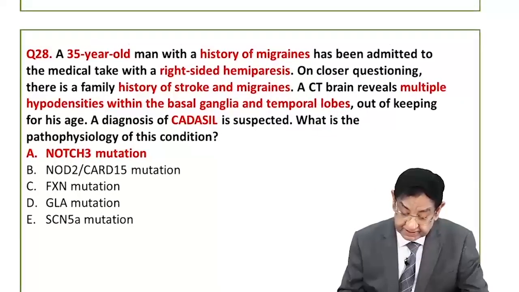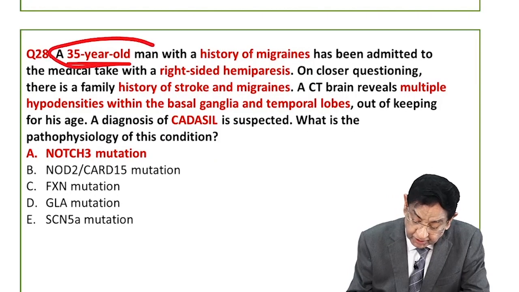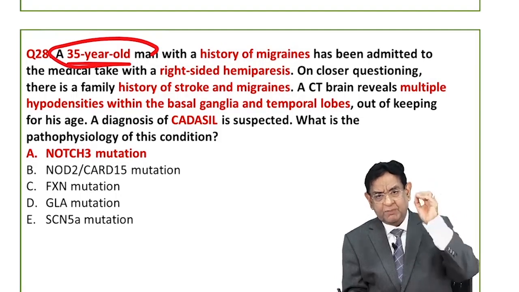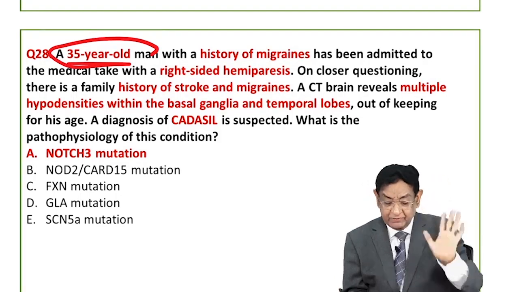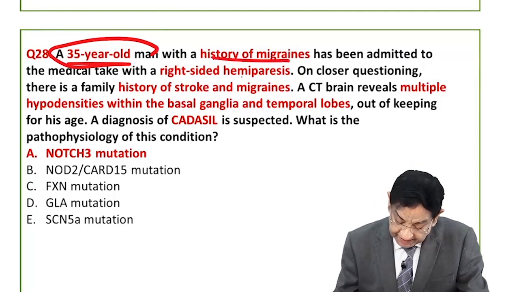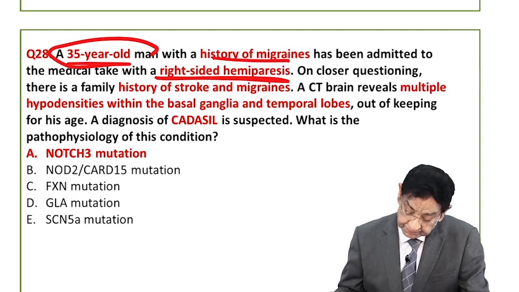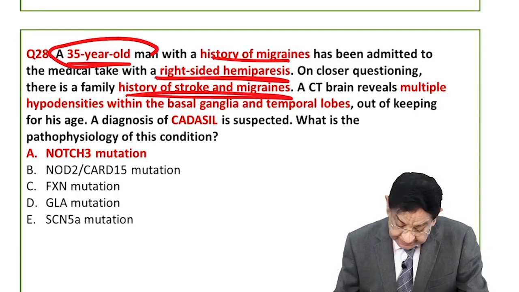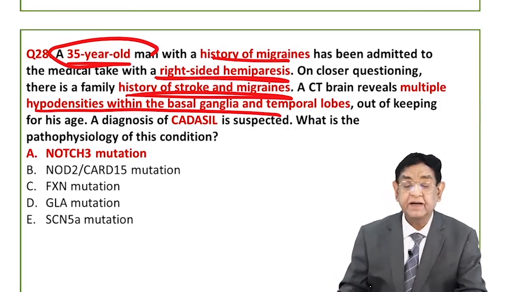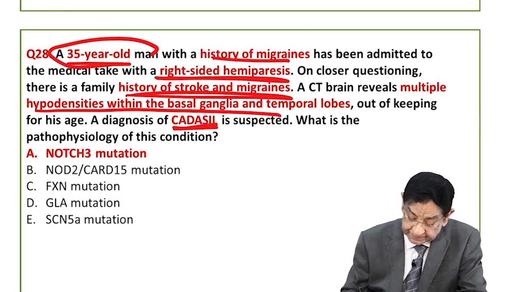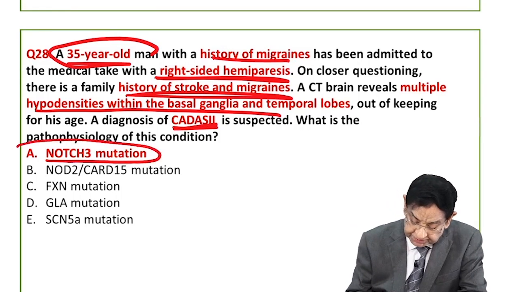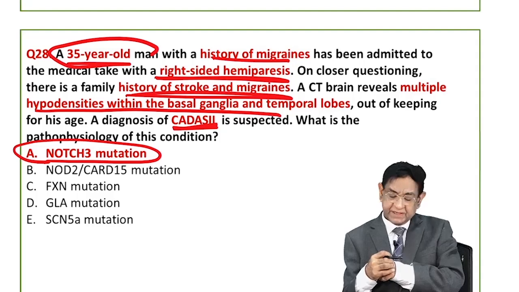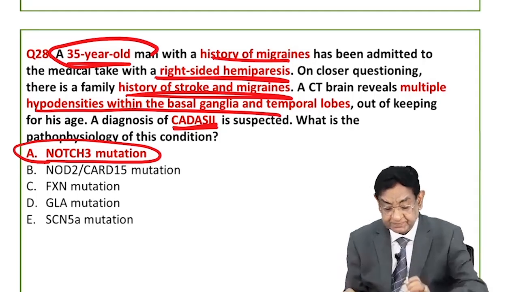Question 28. A 35-year-old. Aha. So far, all patients on stroke were about 70, 80, elderly. We are getting a young man, 35 years, with migraine and hemiparesis. History of stroke and migraine in the family. CT scan indicates a hypodense area and CADASIL. This is a Notch 3 mutation. What is this? Let's learn more about CADASIL and then I'll come back to this question.